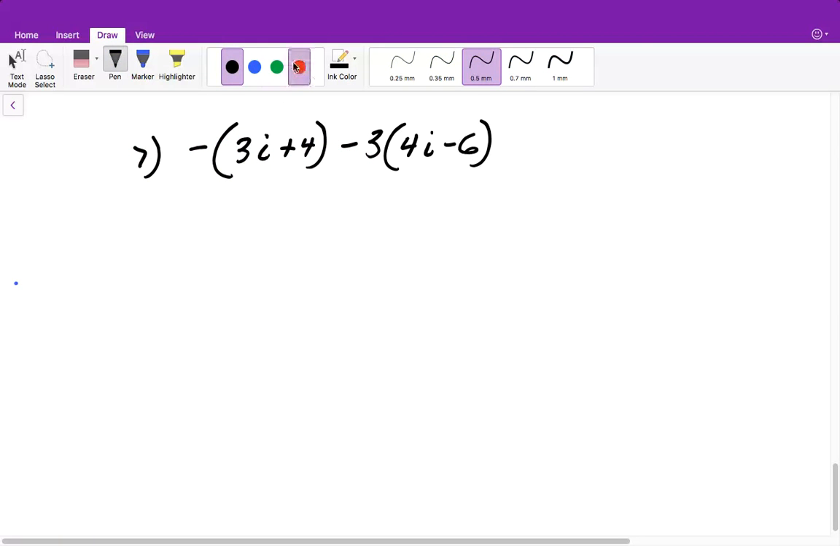All right, so for this one here, you're asked to simplify. So we treat our i's just like we would with our x when we are adding or subtracting or multiplying. So it's nothing different.